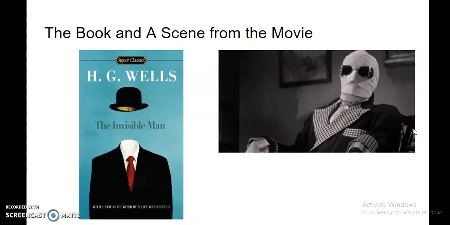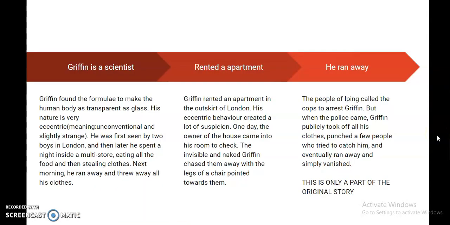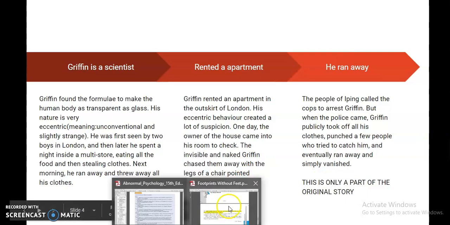Well, to your left is the cover of the book called The Invisible Man, from which this chapter has been taken up. And to your right is a scene from the movie called The Invisible Man. The movie has been around for many years, and you can see a scene where you have a man who looks like a mummy, whose face is wrapped up with bandage. Obviously, you might have guessed by now that this is a story where a man becomes invisible, and what happens after he becomes invisible, all the actions that happen, that is what makes the story. So this is the basic structure of the story that you have.